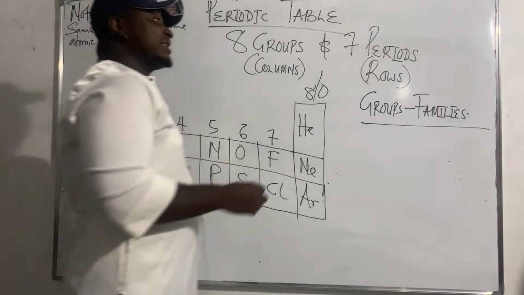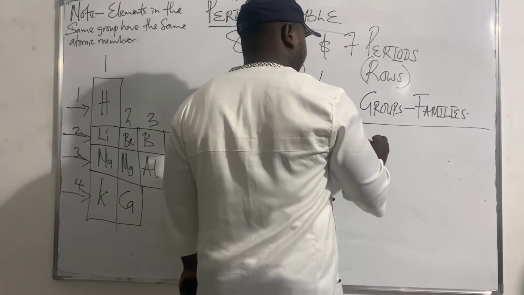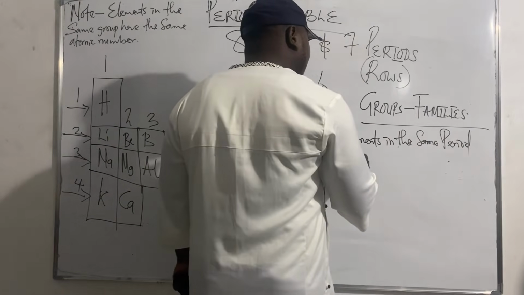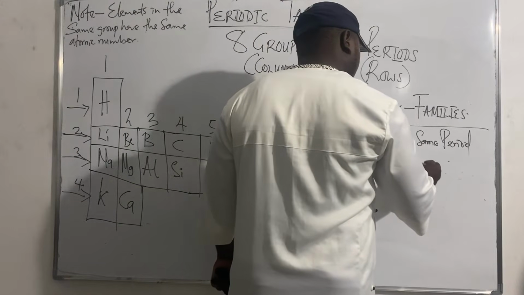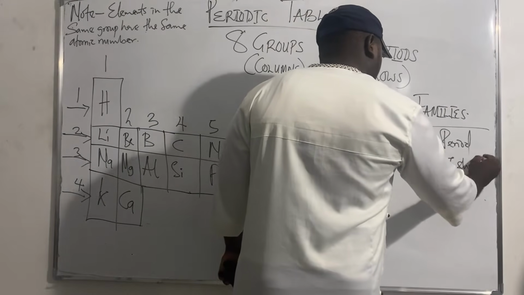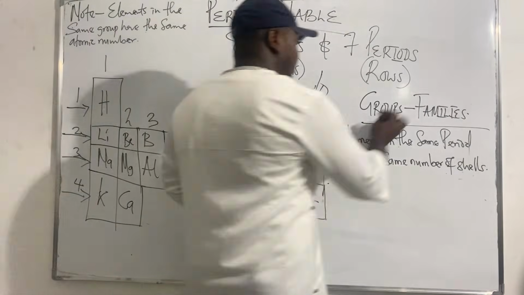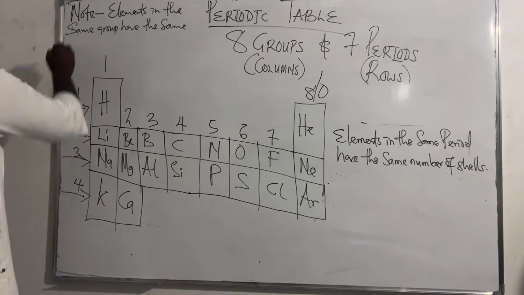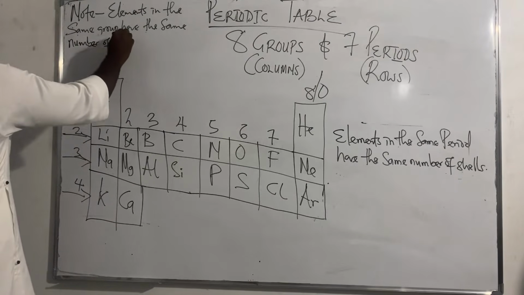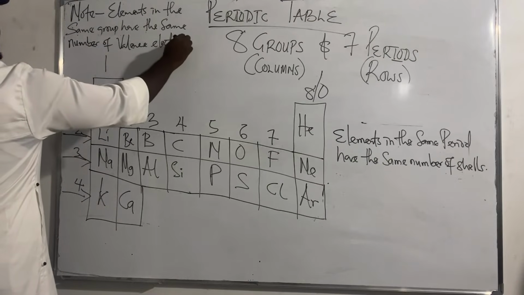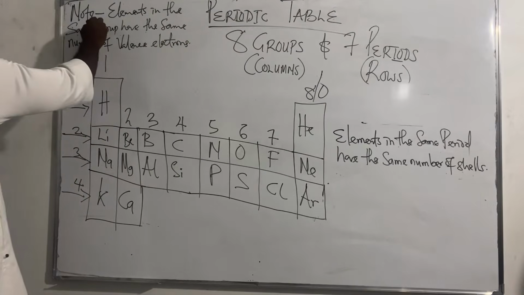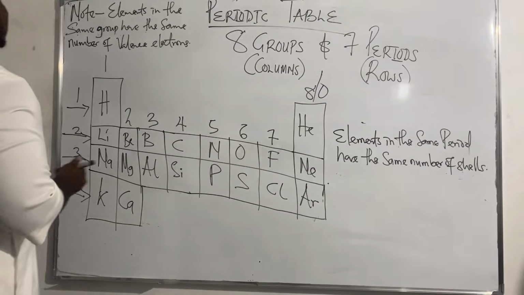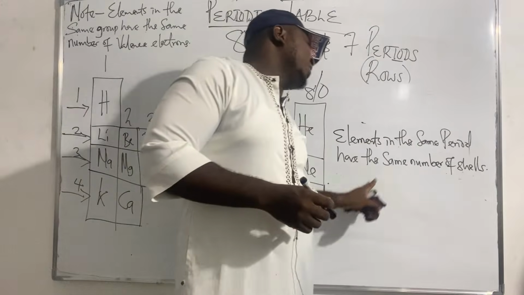While elements in the same period have the same number of shells, and I'm going to show you. Elements in the same group have the same atomic number. Sorry, this is wrong. Did I say atomic number? They have the same number of valence electrons. Elements in the same group have the same number of valence electrons, while elements in the same period have the same number of shells.